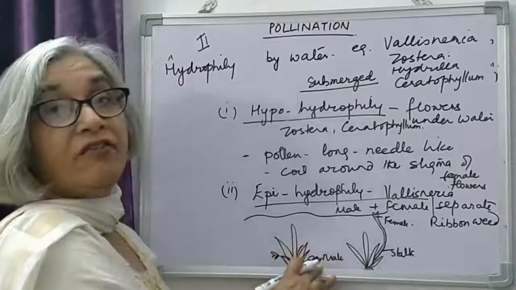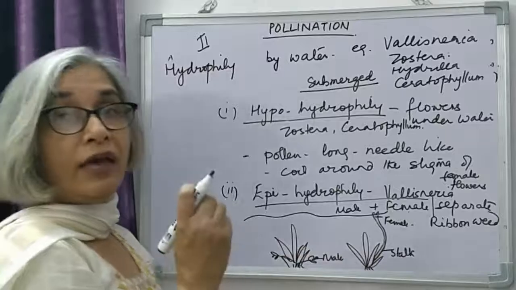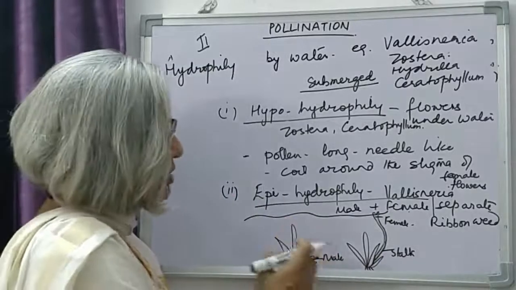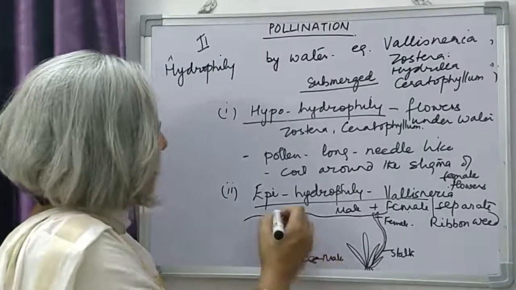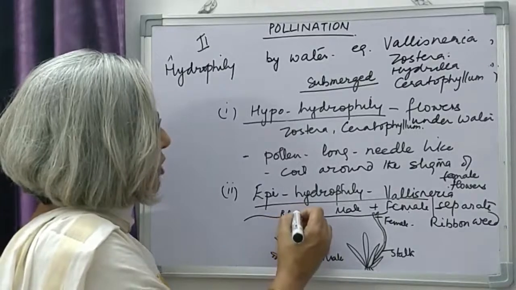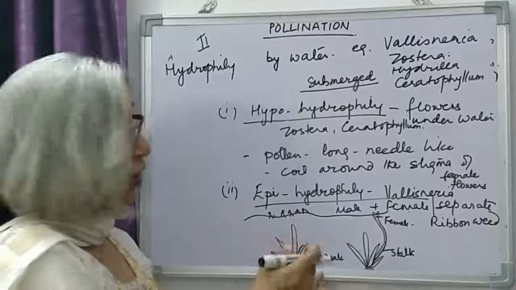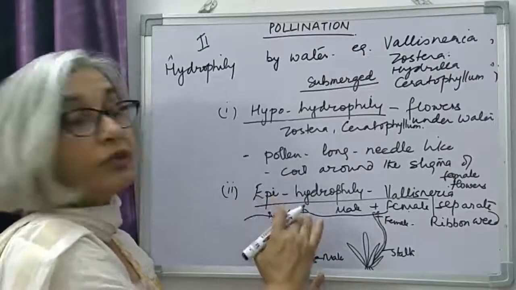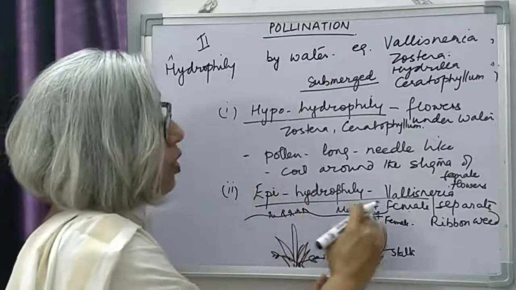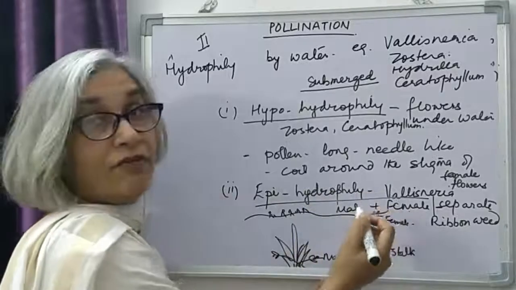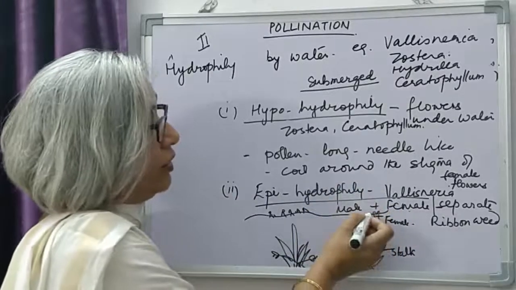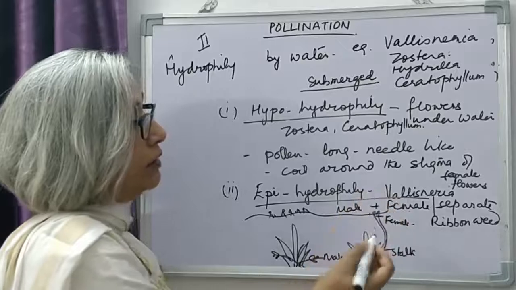Now when the male flowers are mature and the anther and the flowers are mature, the flowers break and they float on the surface of water. Suppose these are the male flowers. On maturity, they break from here and they float on the surface of water. And with water, they reach the female flower. And there they give out their pollen from the anther.